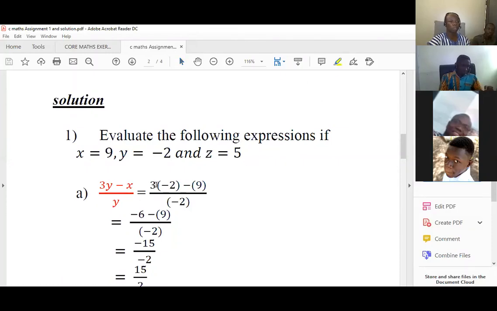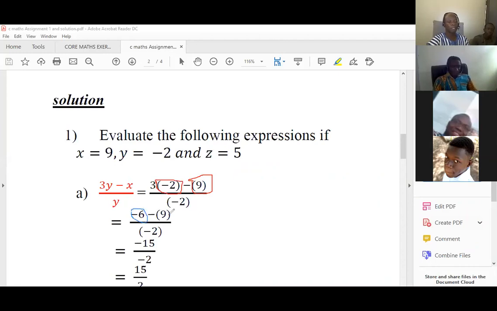In doing our substitution, we now have 3y, 3 is multiplying y. So this is equal to 3 multiplying the y. Your y now is the negative 2. So in place of y, I will put negative 2. Minus x, and your x is also 9. So in place of x, I will put the 9 over there so that we get this. Now, all divided by y, and again, we know that your y is equal to negative 2, so you put it at the denominator. Now, if you move on, this is equal to your 3 times the negative 2 there, which is going to give you this negative 6.